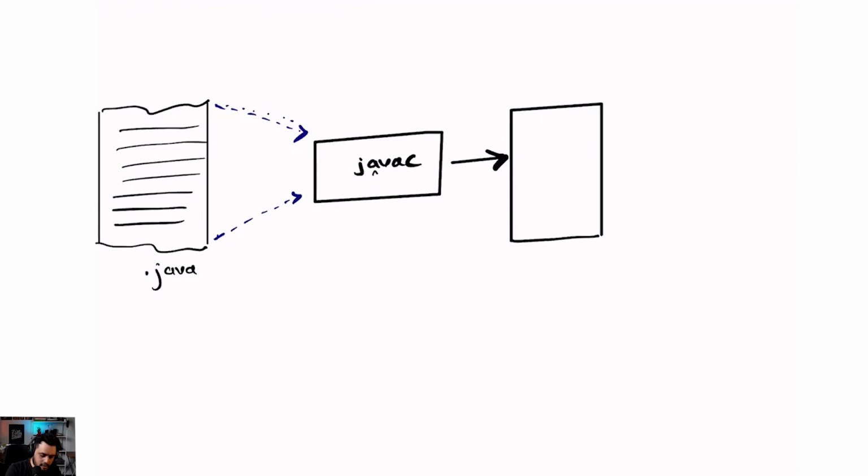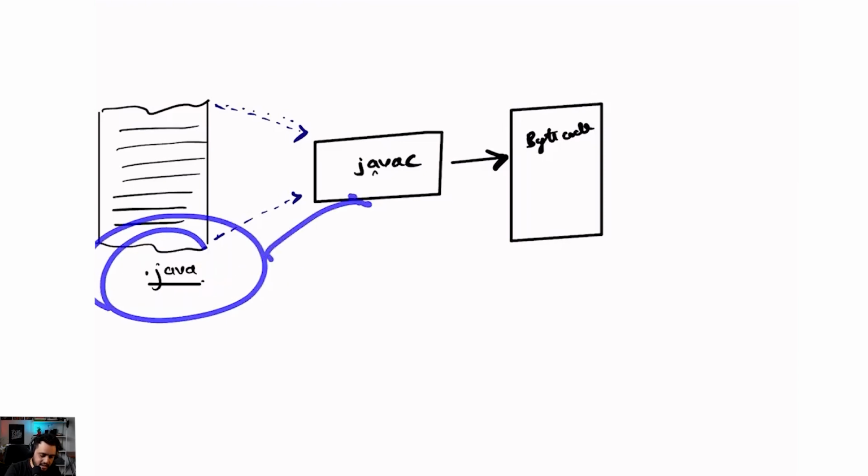It will convert this code into bytecode, bytes, zeros and ones, binary. Now this bytecode. What is this file we are using here? A .java file. This .java file we are giving to the Java compiler. The Java compiler will eat this file and give us bytecode.